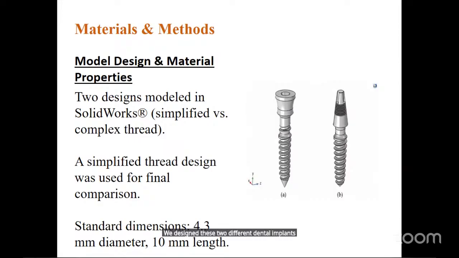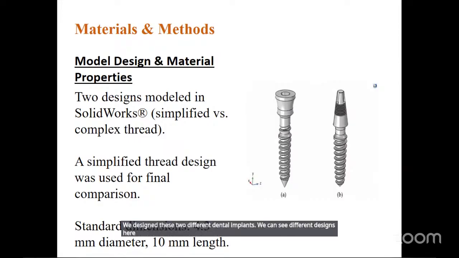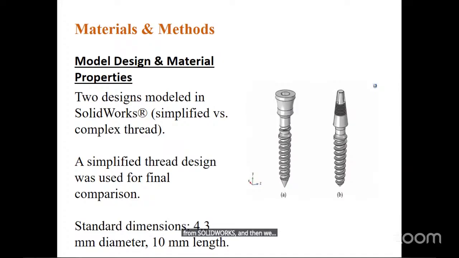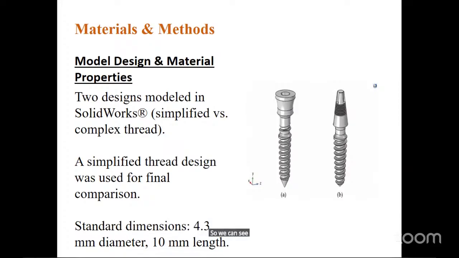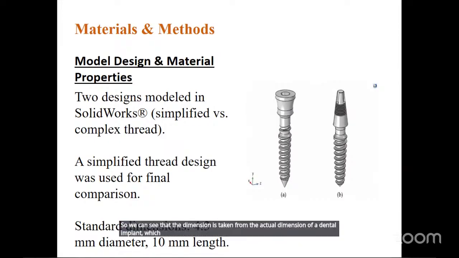We design these two different dental implants. We can see different designs here from SolidWorks, and then we imported them, or uploaded them, into COMSOL Multiphysics for our analysis. We can see that the dimension is taken from the actual dimension of a dental implant, which is 4.3 millimeter in diameter and 10 millimeter in length.